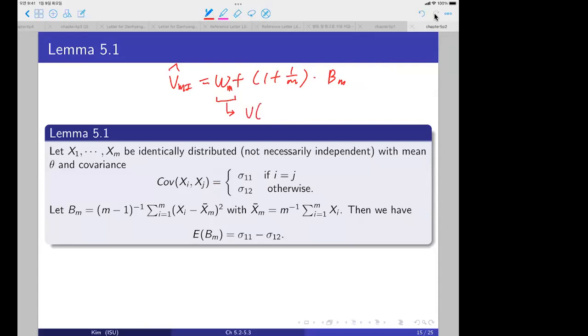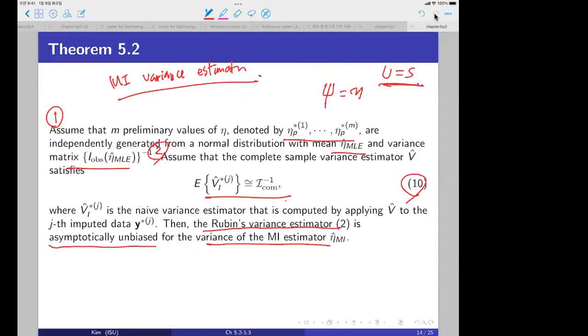Variance of the eta hat n. Let me quickly explain what's going on. So this guy is actually what? Variance of the eta hat n, where eta hat n is the MLE with no missing. Okay, so this guy is this.